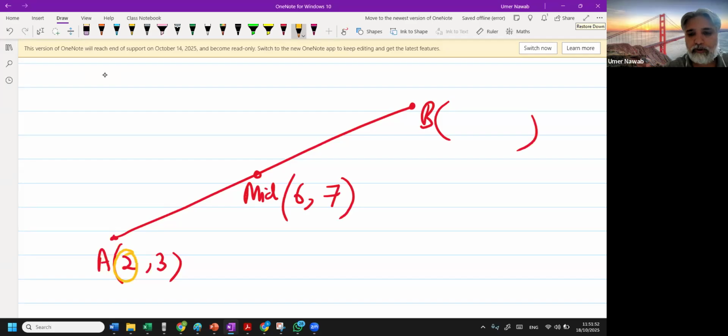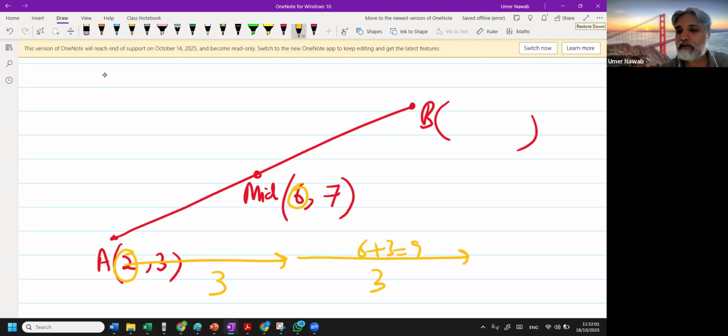That's interesting. Easy peasy. How? Look, a person moves from 2 to 6. So how many units has the person gone? It's 3 units Definitely you have to go 3 units to the right. So 6 plus 3 will give you what? 9. So I can easily write the x coordinate.